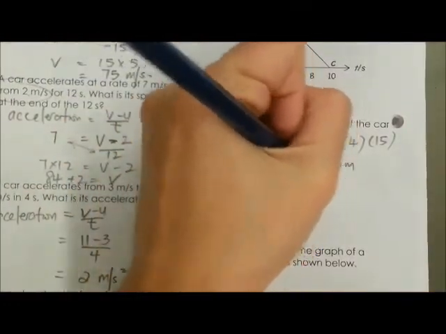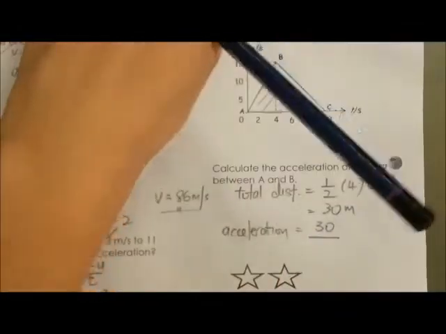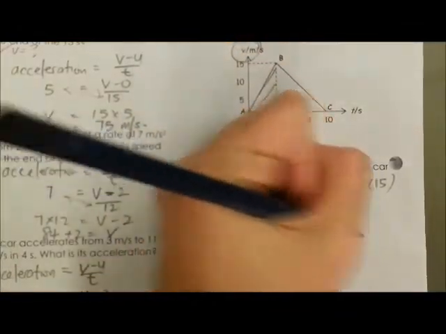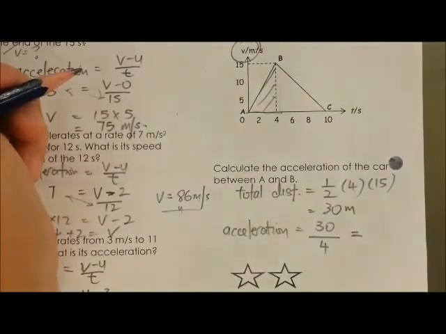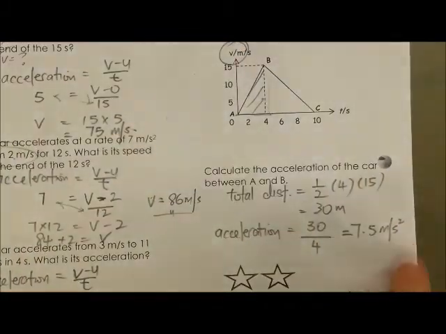Acceleration will be total distance divided by total time taken. From here to here is 4 seconds. 7.5 meters per second squared. So it's in meters per second squared.